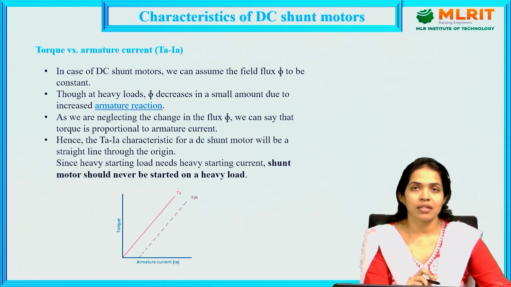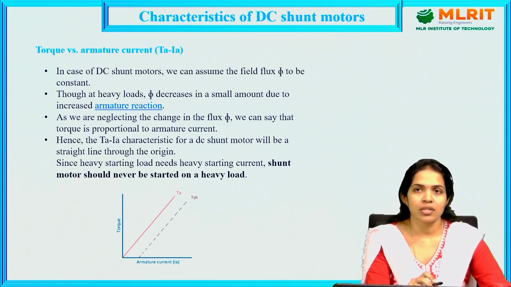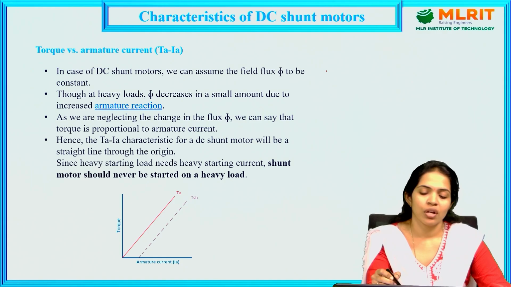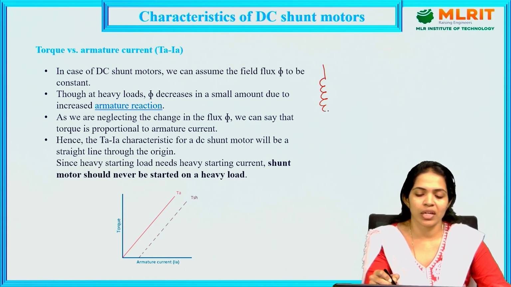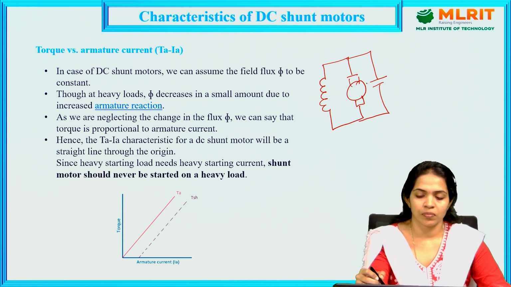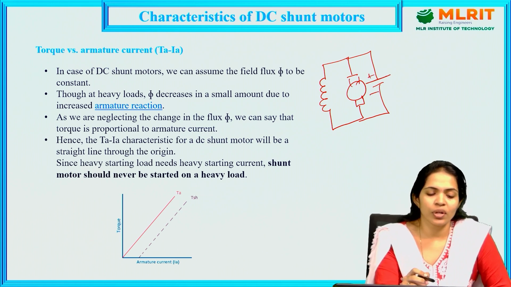Moving on to the next, the characteristics of DC shunt motors. The same three characteristics will now be analyzed for the shunt motor. When it is a shunt motor, we can see the field winding connected in parallel with the armature. In DC shunt motors, we always assume the field flux to be constant.